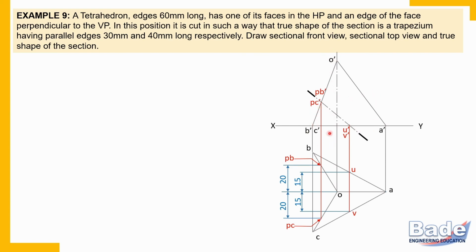Make the retained portion dark. These 4 corners are already there in the top view. Join these 4 points, you will get a trapezium with parallel edges 30 and 40 millimeters long. And as usual, draw the true shape. Make this line parallel to the XY line and complete the true shape in the top view.